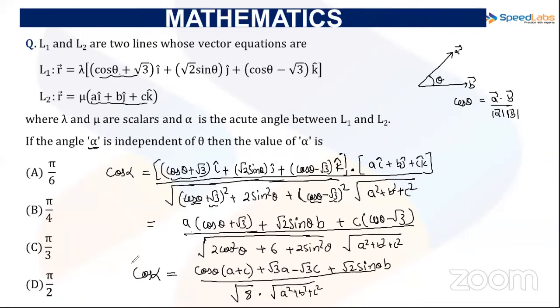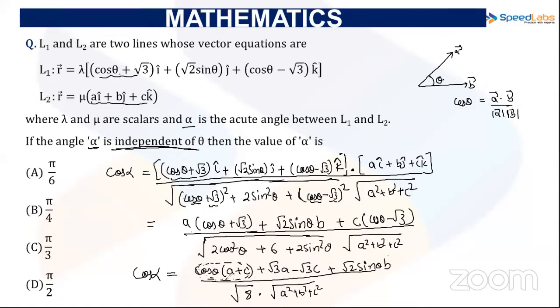Now it is given to us in the question that this alpha is the acute angle and it is independent of theta. That means if it is independent of theta, then cos alpha should also be independent of theta. Now if you look from here, when can cos alpha be independent of theta? When this term should not be here, because it depends on cos theta, and similarly this term should also not be here.